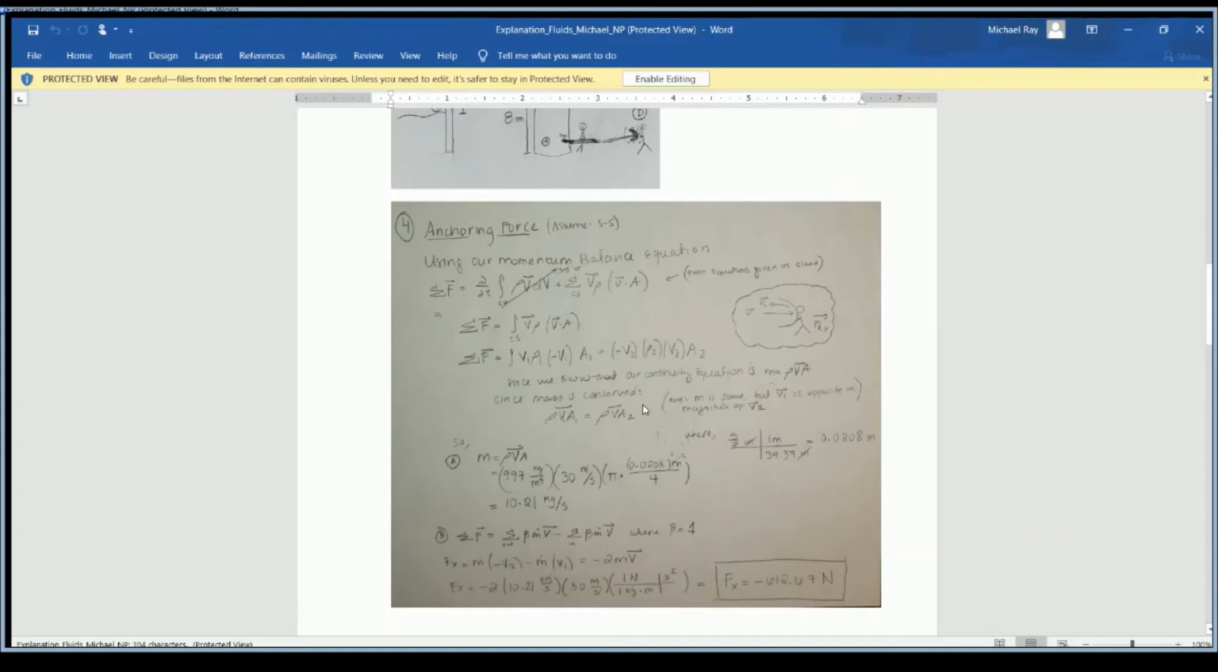We use our mass balance to determine that the flow is the same. And afterwards we get the sum of the forces, and that should get us our force in the linear direction to anchor the individual.